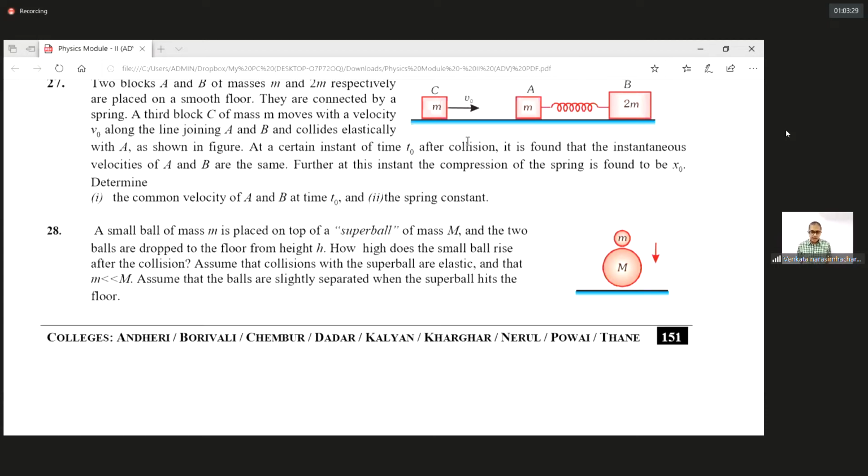Nine h is correct. Shall I? I'll stop the screen share. Yes, sir.